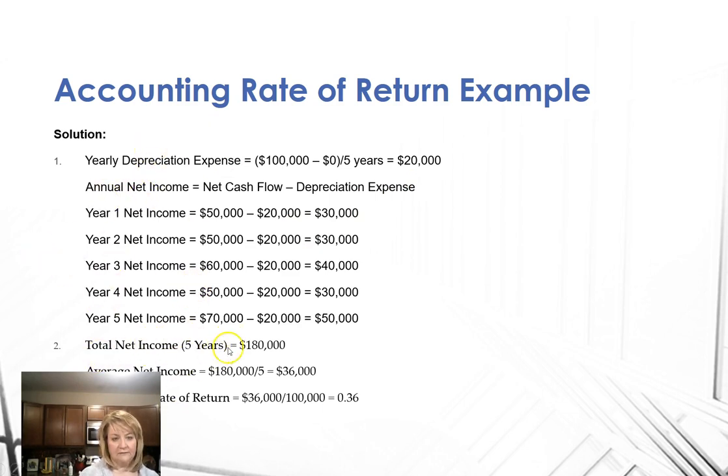The total net income for the 5 years is $180,000. The average net income, of course, you do the net income divided by the 5 years, $36,000. Accounting rate of return is $36,000 divided by $100,000, 0.36.